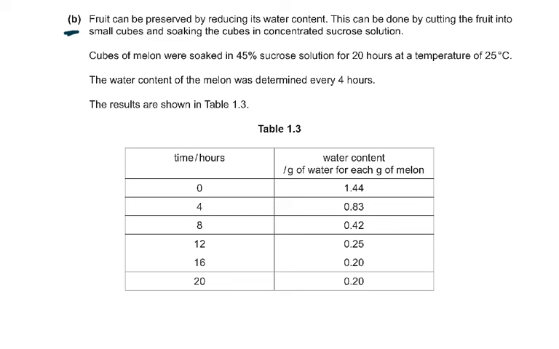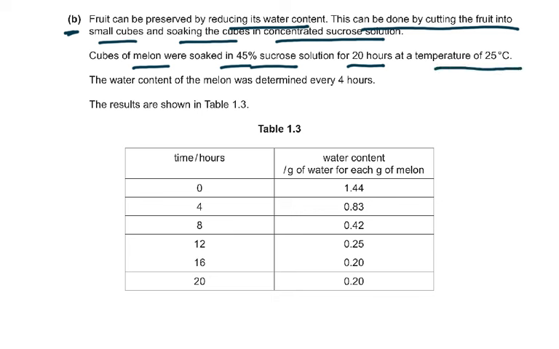Now coming to the B part of the question, fruit can be preserved by reducing its water content. This can be done by cutting the fruit into small cubes and soaking the cubes in concentrated sucrose solution. Cubes of melon were soaked in 45% sucrose solution for 20 hours at a temperature of 25 degrees Celsius. The water content of the melon was determined every 4 hours. The results are shown in table 1.3. Table 1.3, time in hours, water content.